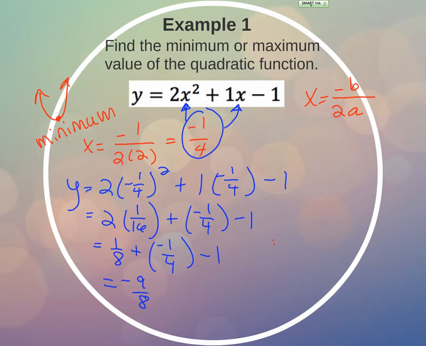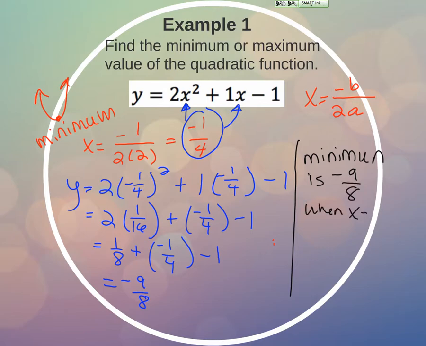So we're actually going to state this a little bit with a sentence. So the minimum is negative 9/8 when that x value is at negative 1/4. So the lowest point in our graph is going to be at negative 9/8, and that happens on that axis of symmetry when x equals negative 1/4.